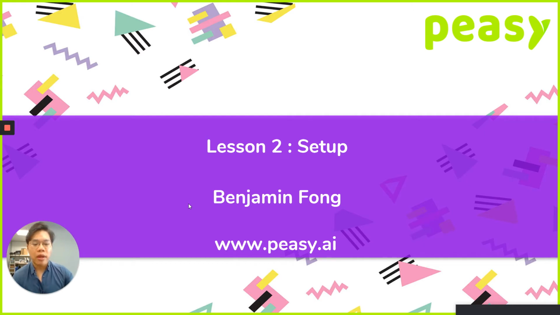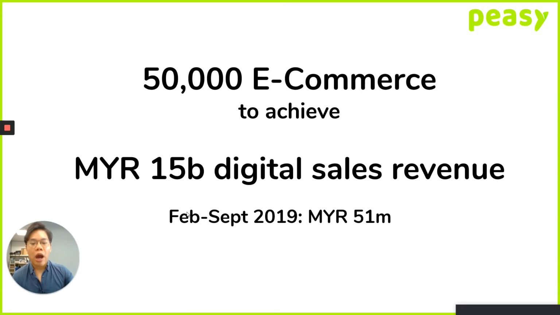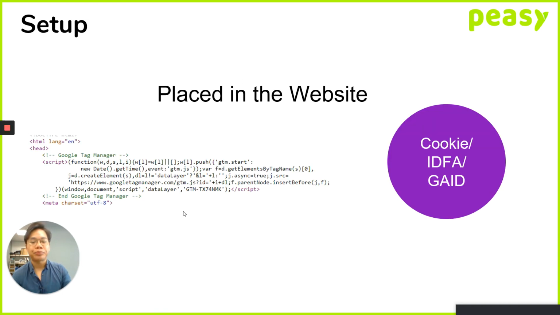Welcome to the second lesson, and today we'll talk about how we can set up the right platform to actually acquire the signals. As usual, our target is to help 50,000 e-commerce businesses within the next 3 years to achieve a minimum annual online sales revenue of 15 billion ringgit. As of now, from February to September, we have achieved 51 million. We have helped Peasy users to achieve more than 51 million ringgit in terms of online sales, and we hope to accelerate the pace further.